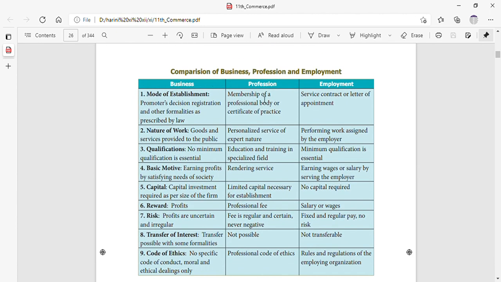Now you are comparing business, profession and employment. What is business? Here some goods and services are provided to the public. Profession is a personalized service undertaken by professional people like doctors, lawyers, someone like that. And what is employment? Employment is where you are working under someone. For working for someone you get some salary, and this is a regular salary. Regularly that salary will come.